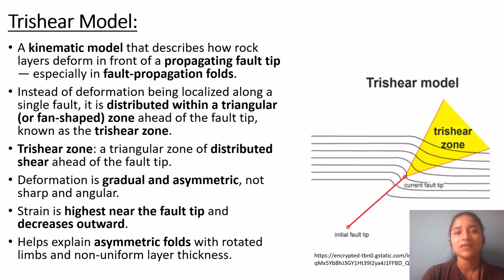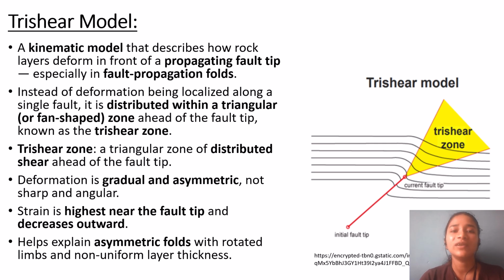So, now if we compare the models, in the kink band model, the type of deformation is piecewise linear, while in fault bend fold, it is a sharp bend over ramps, and in tri-shear, it is gradual and distributed. And if we talk about the strain distribution, in the kink band model, it is localized at hinges, in fault bend fold, it is localized, and in tri-shear, it's spread across the tri-shear zone.